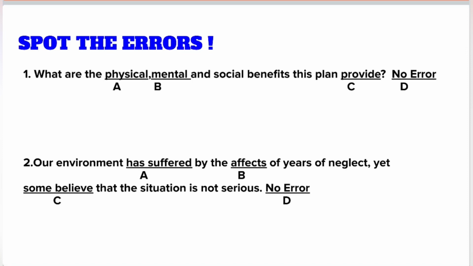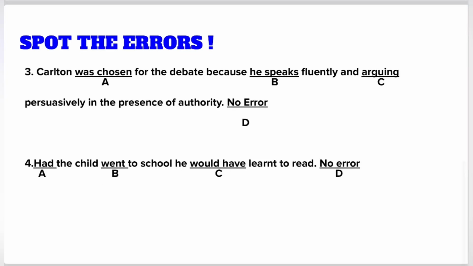Excellent. The error here is B because instead of the word affects, what we really need here is effects. Good job. Number 3. Carlton was chosen for the debate because he speaks fluently and arguing persuasively in the presence of authority. Very good. The answer here is C because Carlton speaks fluently and argues persuasively. So the word argues should be there instead of arguing.